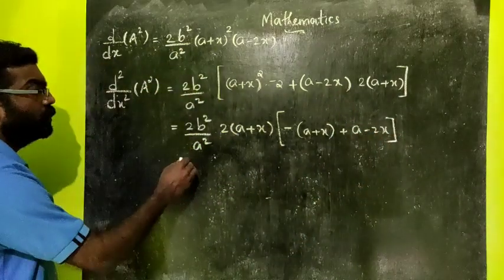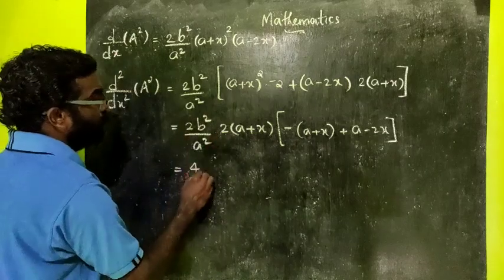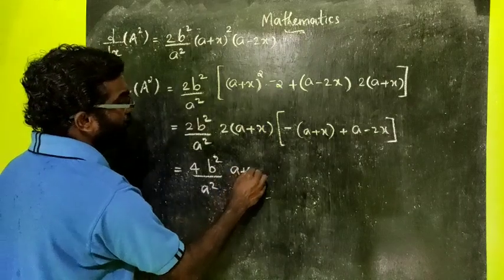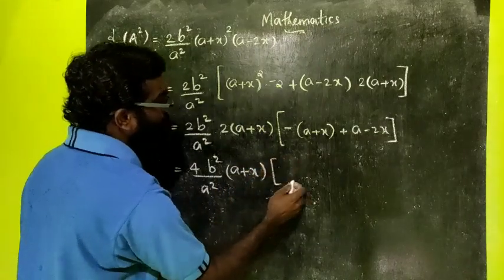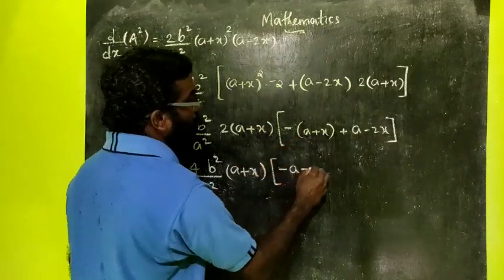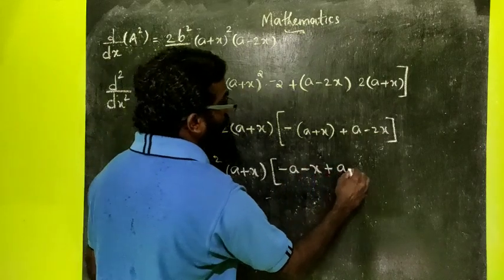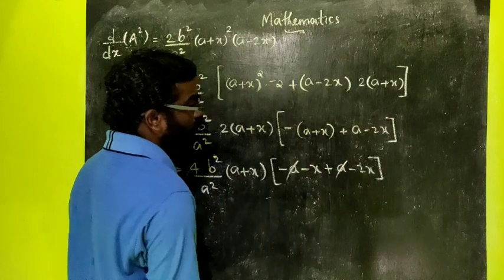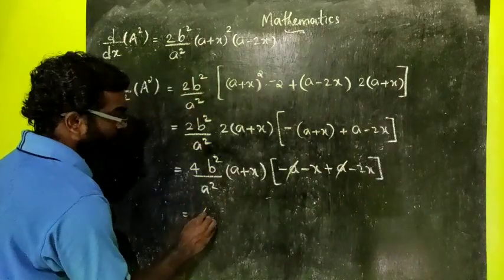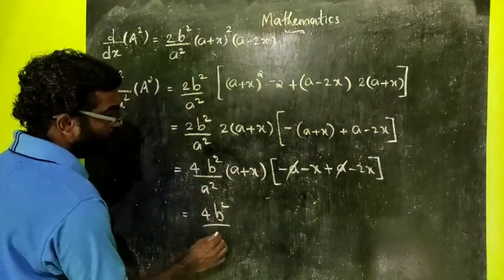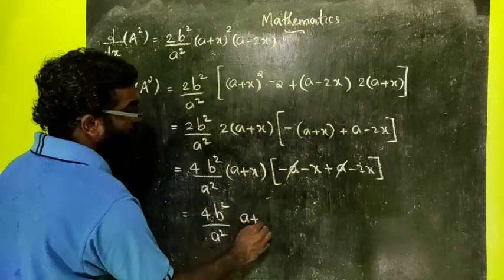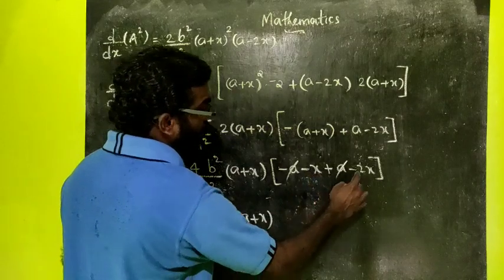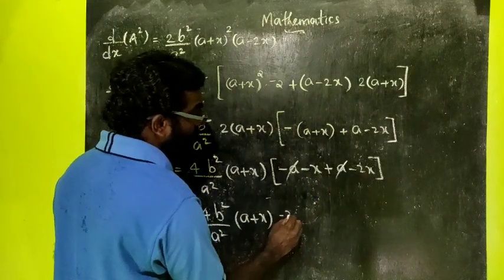Okay. So which is equal to 2 2s are 4, 4b square by a square, then a plus x. Here we can multiply minus a minus x plus a minus 2x. Minus a and plus a we can cancel, which is equal to 4b square by a square into (a plus x), then minus x minus 2x, that is minus 3x.